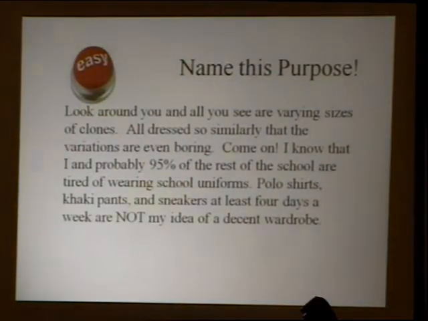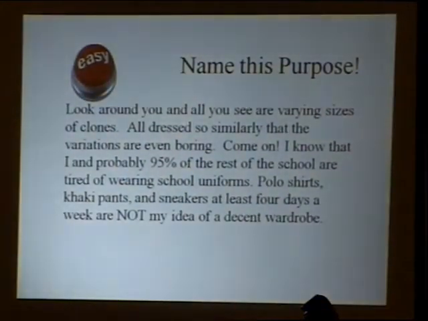Look around you, and all you see are varying sizes of clones. All dressed so similarly, even the variations are boring. Come on. I know that I and probably 95% of the rest of this school are tired of wearing school uniforms. Polo shirts, khaki pants, and sneakers at least 4 days a week are not my idea of a decent wardrobe.